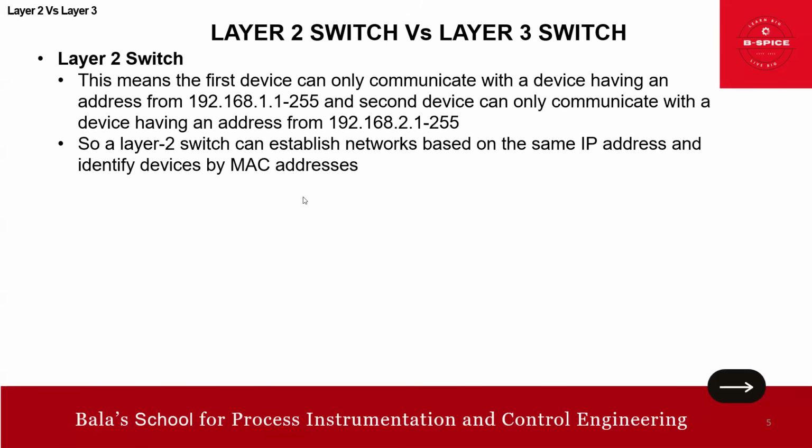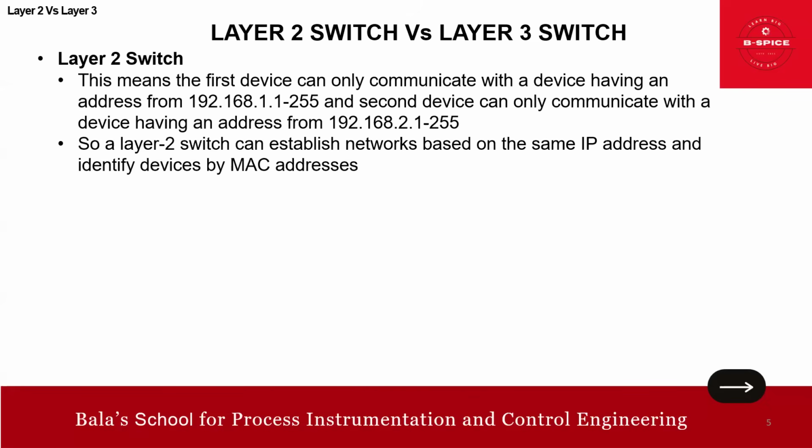Okay, so a layer 2 switch can establish a network based on the same IP address and identify devices by MAC addresses. This is the point we should remember. Again, I repeat, a layer 2 switch can establish a network based on the same IP address and identify devices by MAC addresses. Okay, so that's about the layer 2 switch.